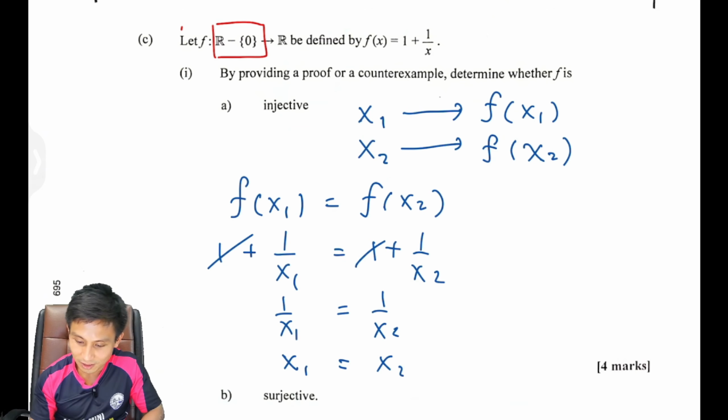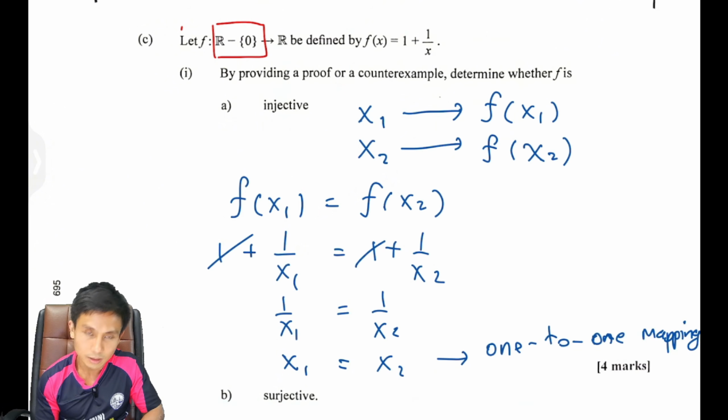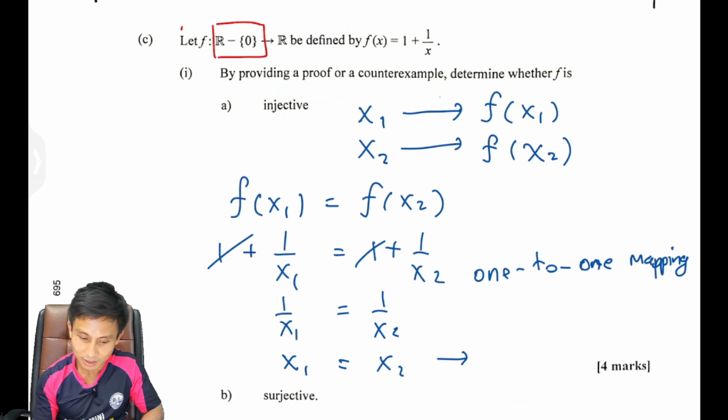So this is a one-to-one mapping, yeah, and because it is a one-to-one mapping, therefore it is injective. That's it. That's how you prove it.